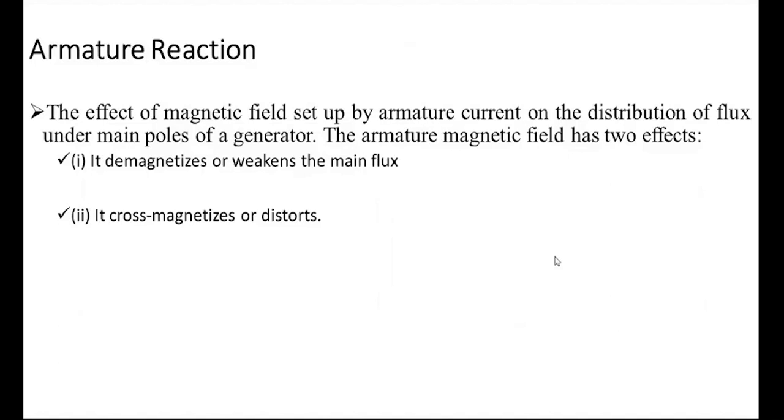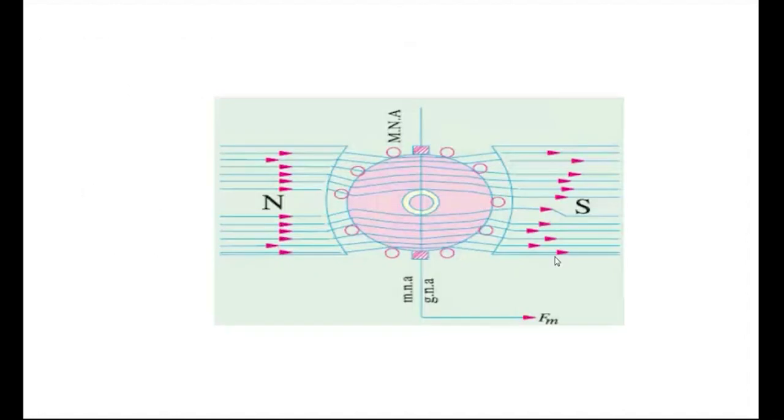Here the interaction between the armature flux and the main flux is called armature reaction. The effect of armature reaction is that it demagnetizes or weakens the main field flux. So one of the effects is that it weakens or demagnetizes the main flux. The second one is that it cross magnetizes or distorts the main flux.